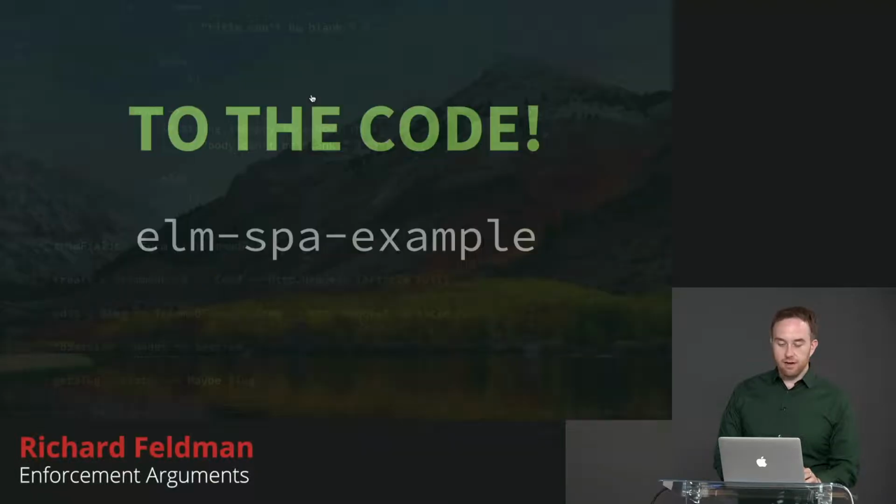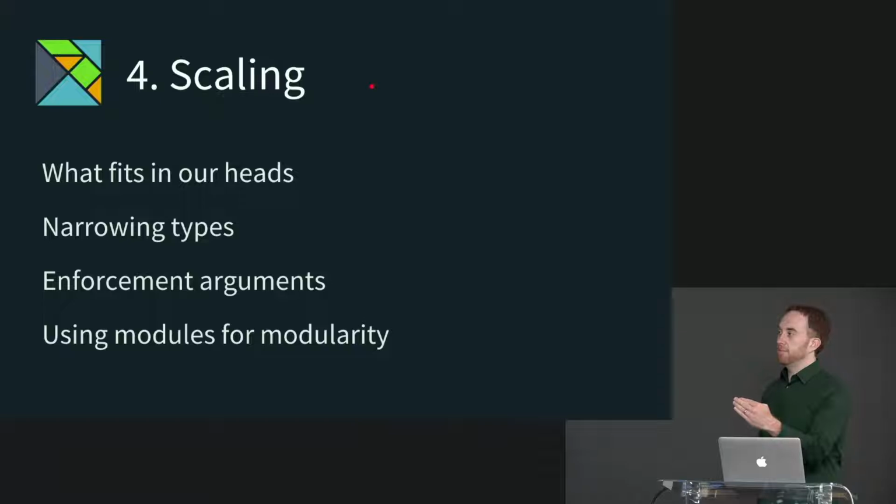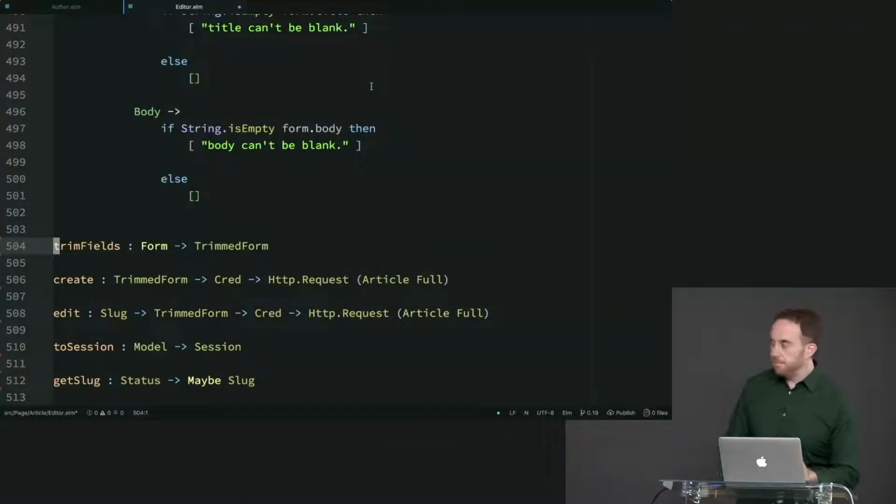To go back to our overview, we said we were going to talk about 4 things. So we talked about what fits in our head. We talked about narrowing types. And the 2 other things we're going to talk about are enforcement arguments and using modules for modularity. So let's talk about enforcement arguments first.